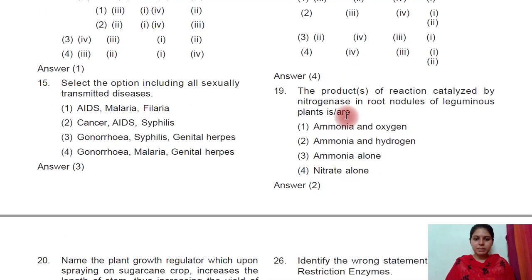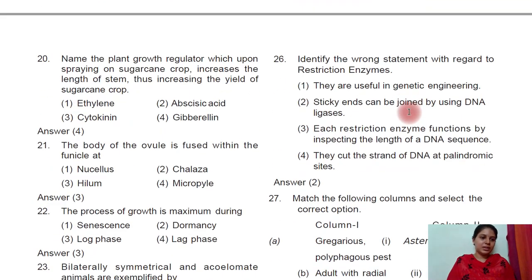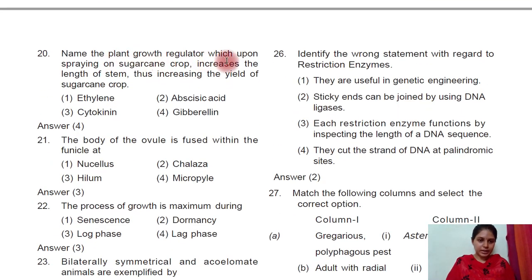Next question. The products of the reaction catalyzed by nitrogenase in root nodules of leguminous plants are ammonia and hydrogen. So these are all the products catalyzed by the enzyme nitrogenase in root nodules. That's a direct question. Now next, name the plant growth regulator which, upon spraying on sugarcane crop, increases the length of the stem, thus increasing the yield. So we know gibberellin is a plant growth hormone.